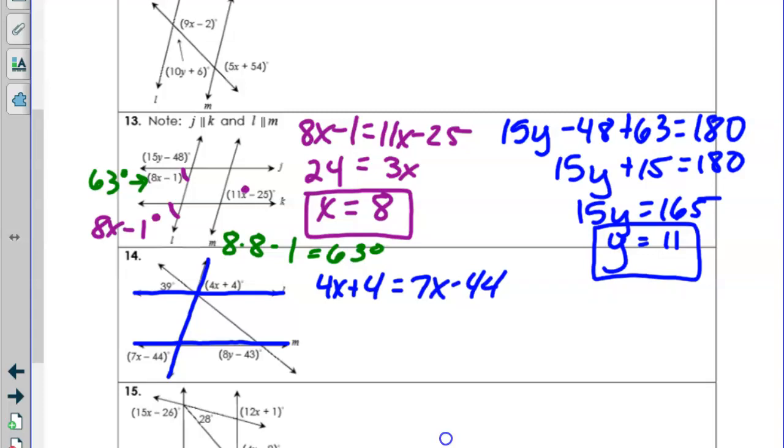So I'm going to subtract 4x from either side to get 3x. And at the same time, I'm going to add 44 to both sides to get 48. What is the value of x? I think I heard 16. Good. There's my x. So we finish writing, and then we're going to look at the y.